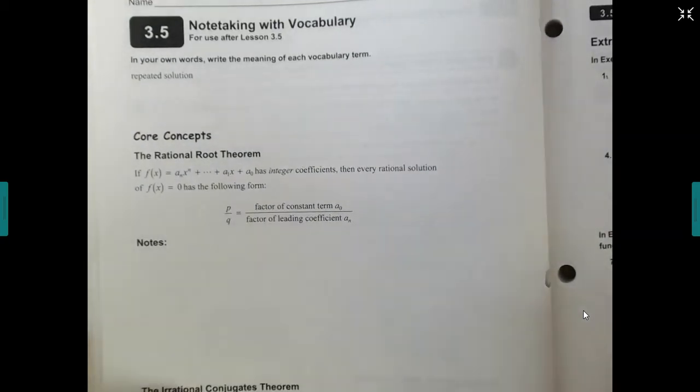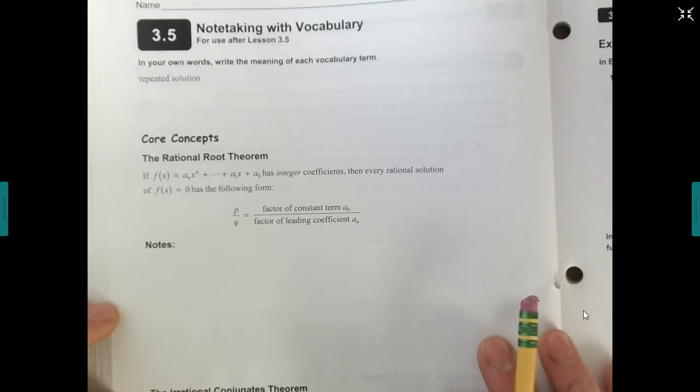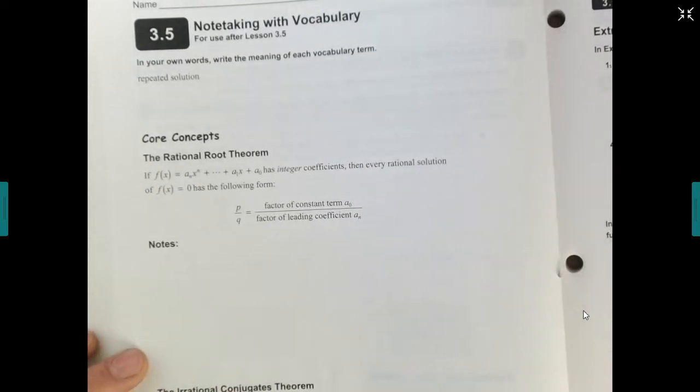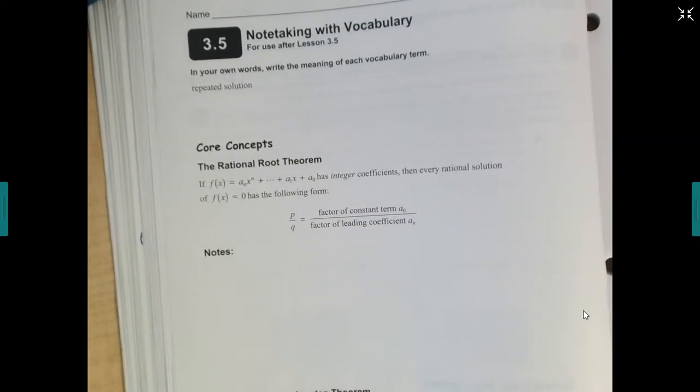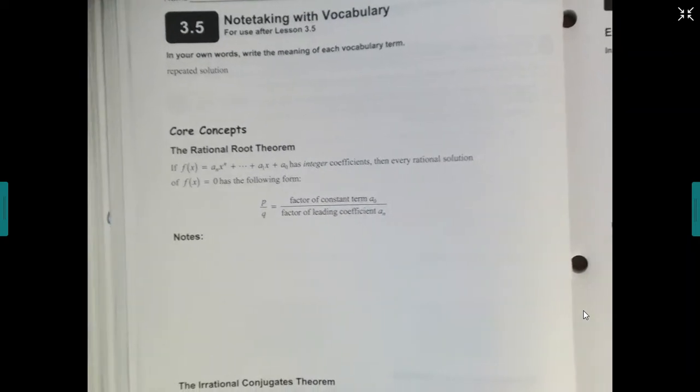All right, students, today we are going to be working on 3.5, and you can start with taking notes on page 82. So we're going to start off on page 82. And what we're doing is we're going to put the factoring into practice here.